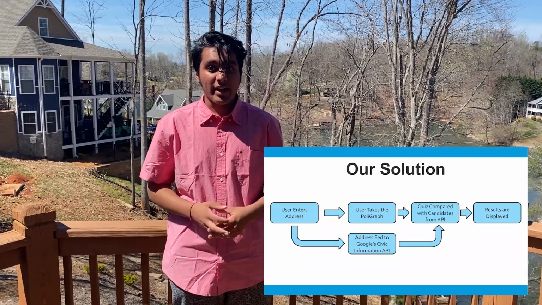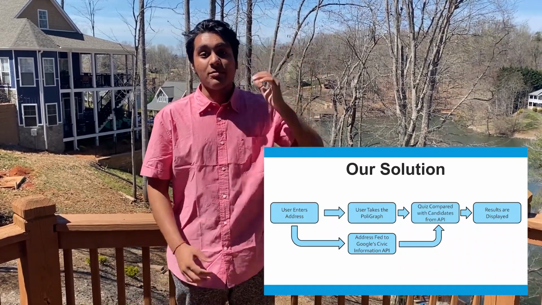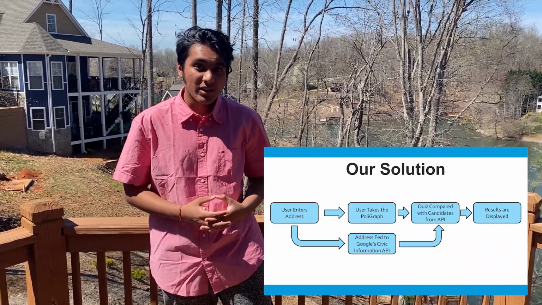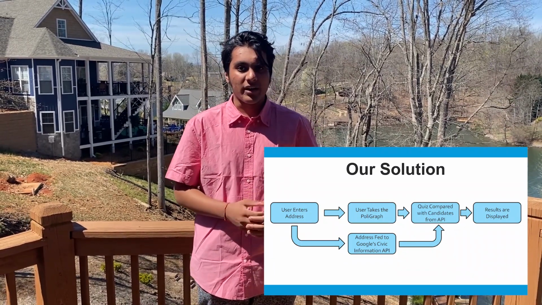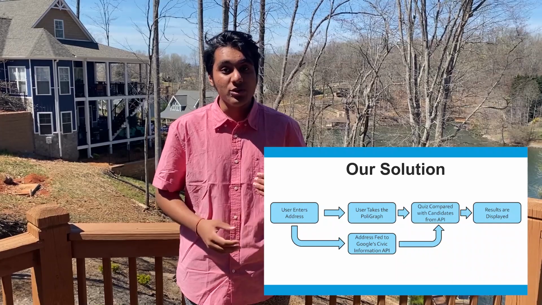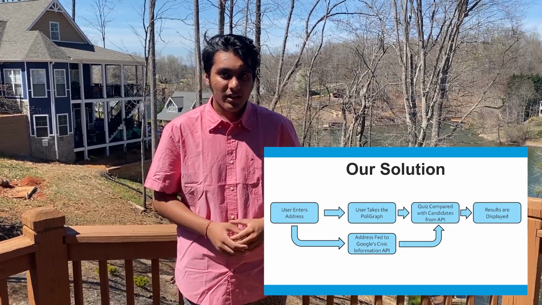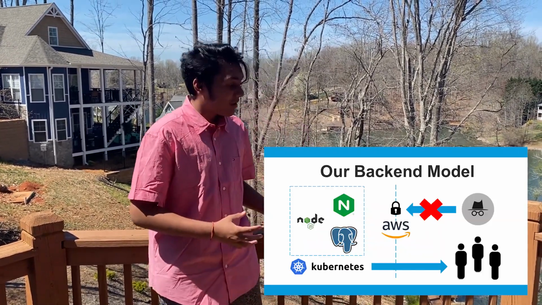Users will start off the process by entering in their address. They'll then take the polygraph, which provides questions that are fine-tuned to their local and national election topics. And using Google's Civic Information API, our algorithm will work to find out who you should be picking in the next election. Here's what we plan on using for our backend model.